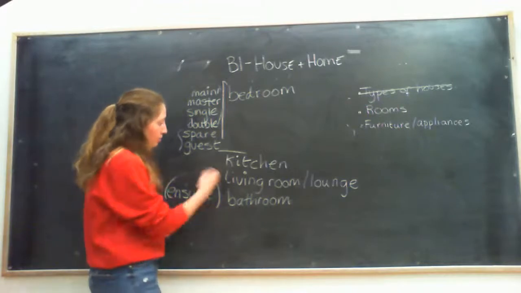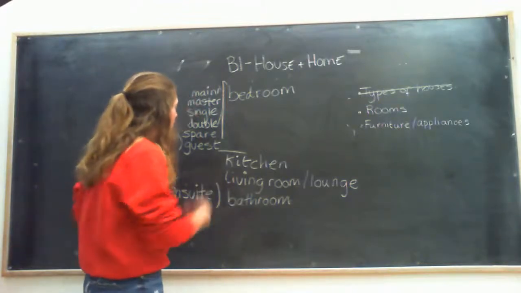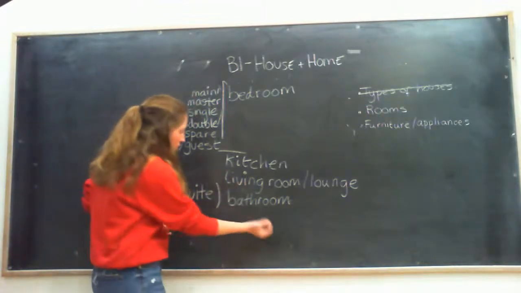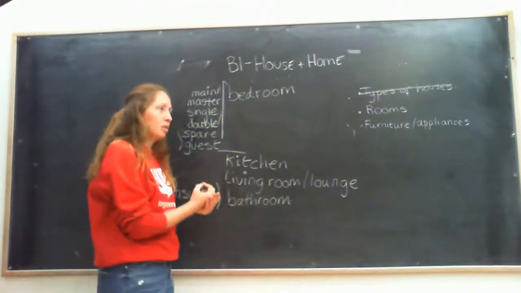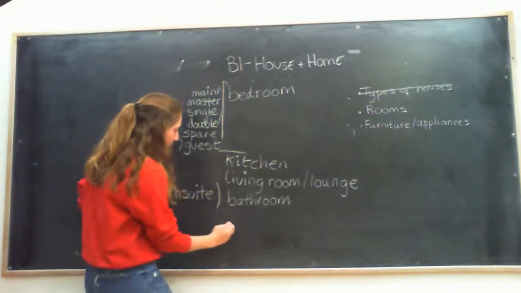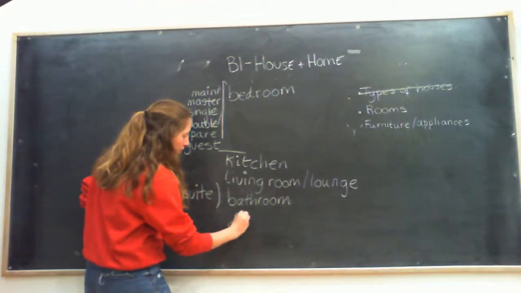Okay, so bathroom, kitchen, living room, bedroom. What other typical rooms do we have? The most common. Come on. The dining room.